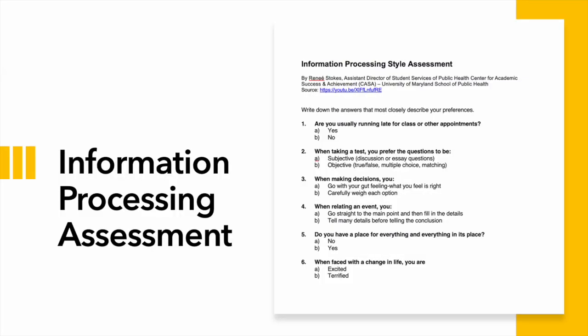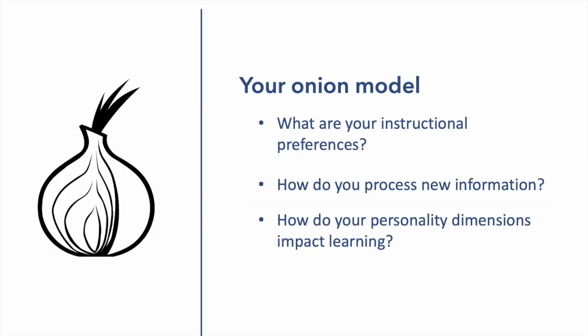Another tool is the information processing assessment that I've placed in your handbook as well. Take this survey so you can find out if you lean more towards the globalist or the analyst in the way you process information. And then answer these questions for yourself and have members of your team answer them individually. What are my instructional preferences? Take inventory of those. Do I like small groups, large group learning, independent learning environments? How do I process information based on my survey? And what are some of these personality dimensions that really impact my learning?